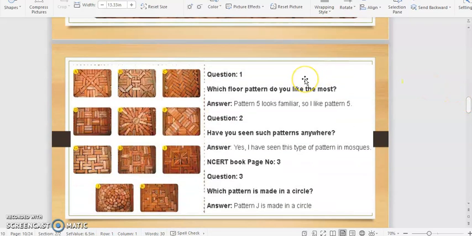Which floor pattern do you like the most? So pattern 5 looks similar. So I like pattern 5. Have you seen such patterns anywhere? Yes, there are such patterns in mosque.